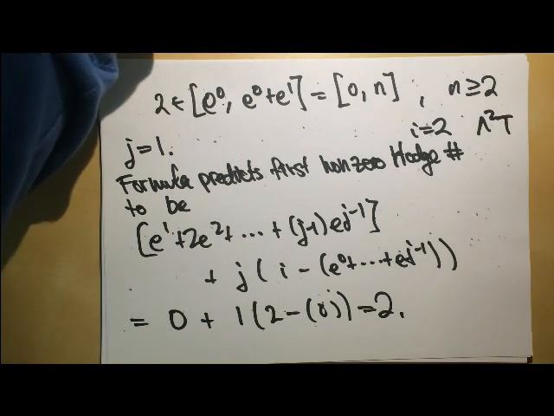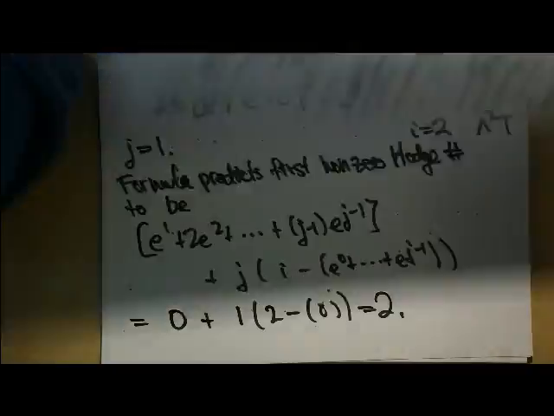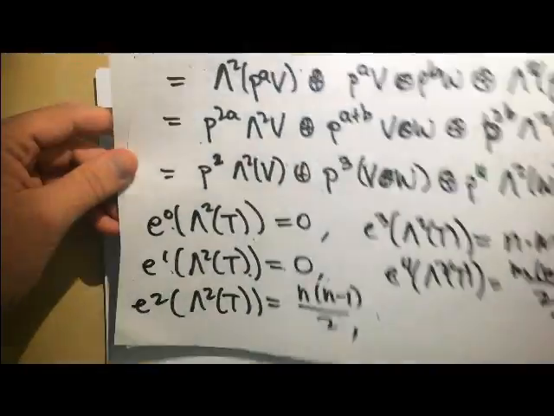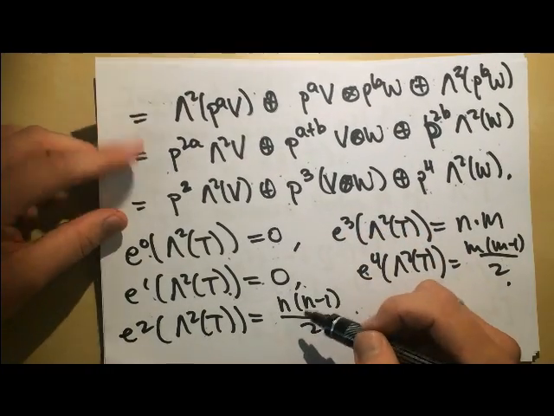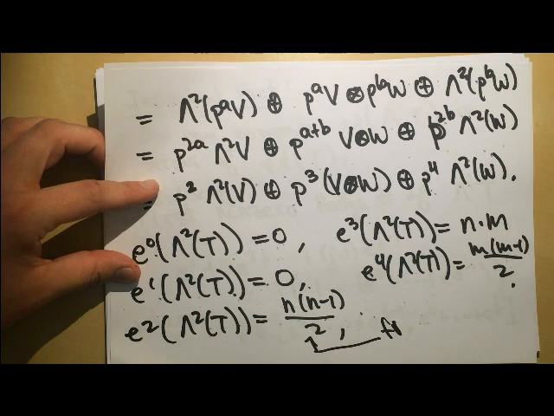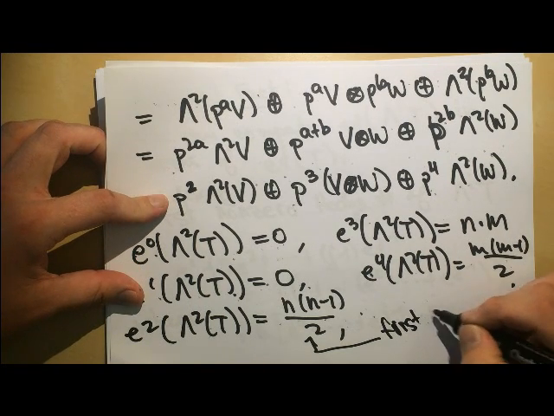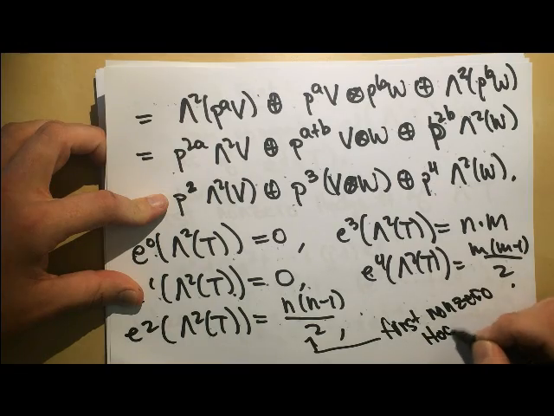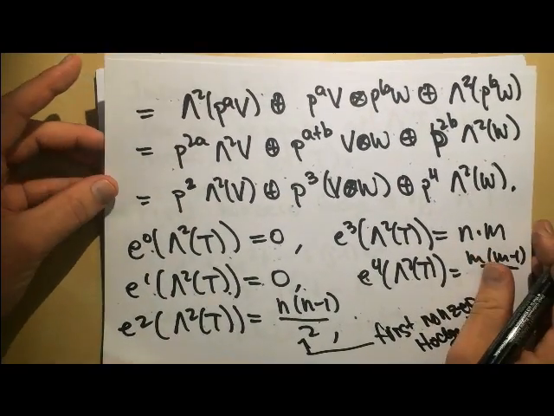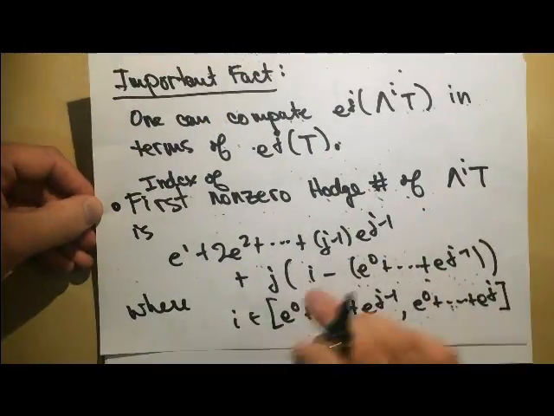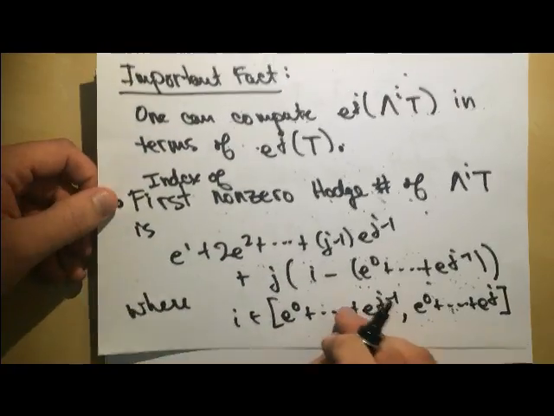And let's go back to what we computed before. Okay, here. And we can see that here this is indeed the index of the first non-zero Hodge number. So this is the first Hodge number. Okay, so this is useful. So this is kind of useful for us. This formula here, this is the important fact that we're going to need.